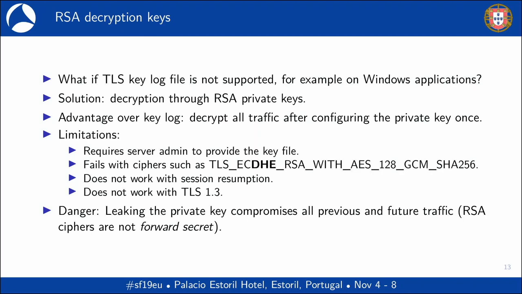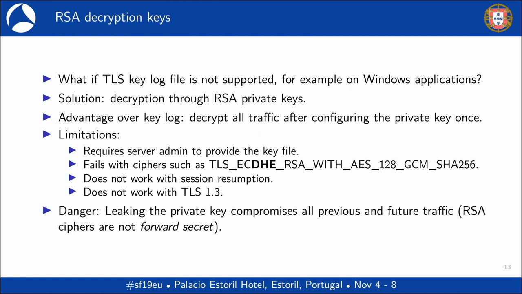Before the keylog file I showed you, you might have thought about another approach for TLS decryption, which is using an RSA private key. That approach was much more popular in the past, because you only have to configure an RSA private key in Wireshark once, and then it will be able to decrypt pretty much all TLS traffic from that server, almost. The advantage: you have to specify it only once, and then you can decrypt all traffic. There are some limitations, though.